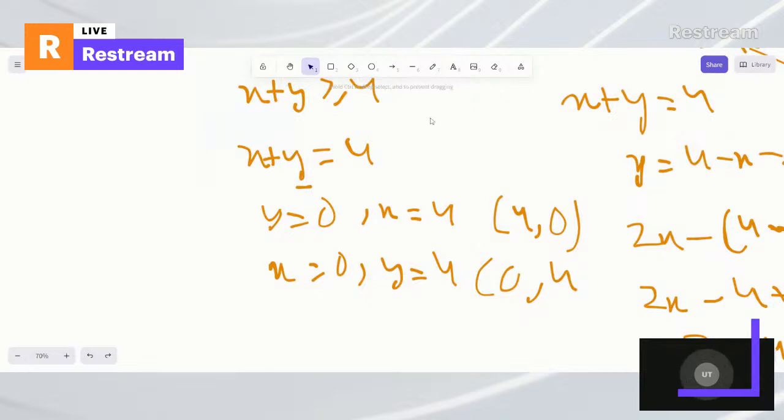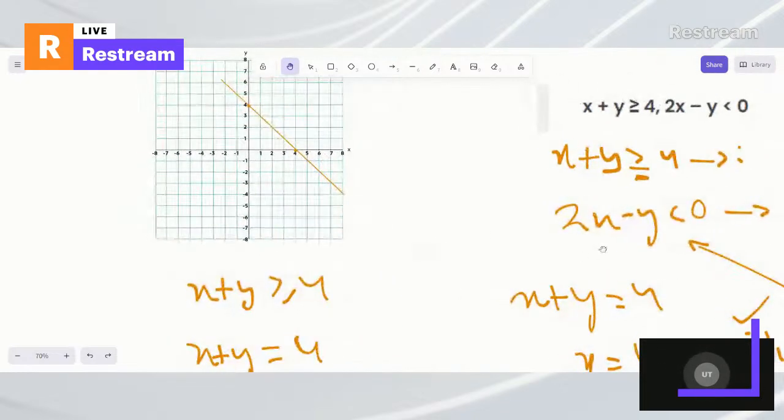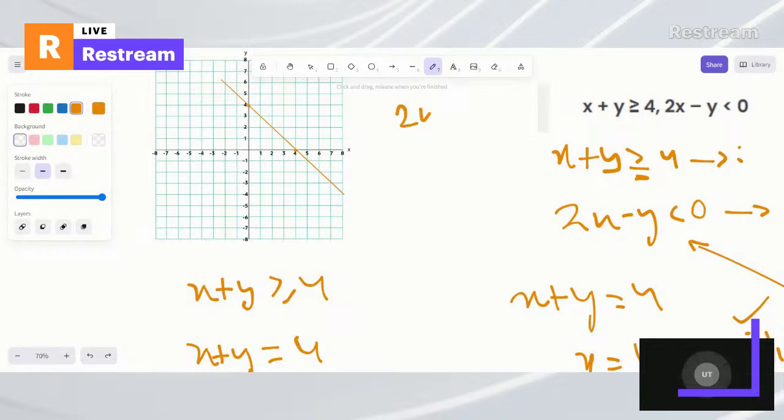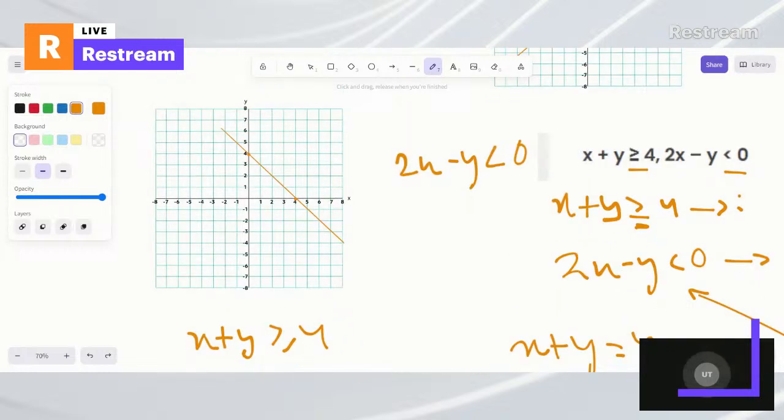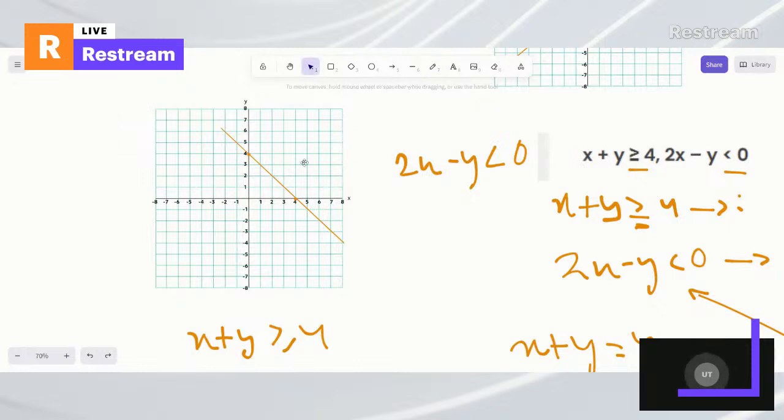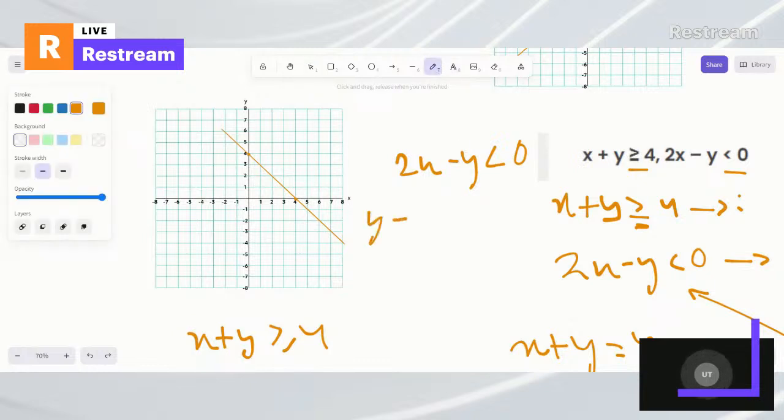And now for the other line, it is 2x minus y is less than 0. What's the difference between less than or equal to and less than? When I say less than or equal to, I make a prominent line. If I say it's less than, I will make a dotted line. Now if I place y equals 0 in this equation, I get x equals 0 as well.